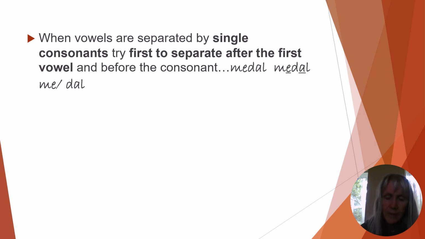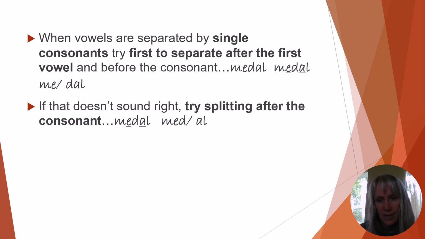So we tried it first by separating between the first vowel and the first consonant. It didn't work. So then we will try separating after the consonant. If that doesn't sound right, try splitting after the consonant. So again, we have metal. We have the E underlined for our first vowel sound. We have the A underlined for our second vowel sound. And we tried dividing between the E and the D, and that did not work. So now we'll try dividing between the D and the A. Med-al, medal, metal. Does that not sound a lot better? Yes. So once again, sometimes this syllable division in multi-syllable words will mean some trial and error.